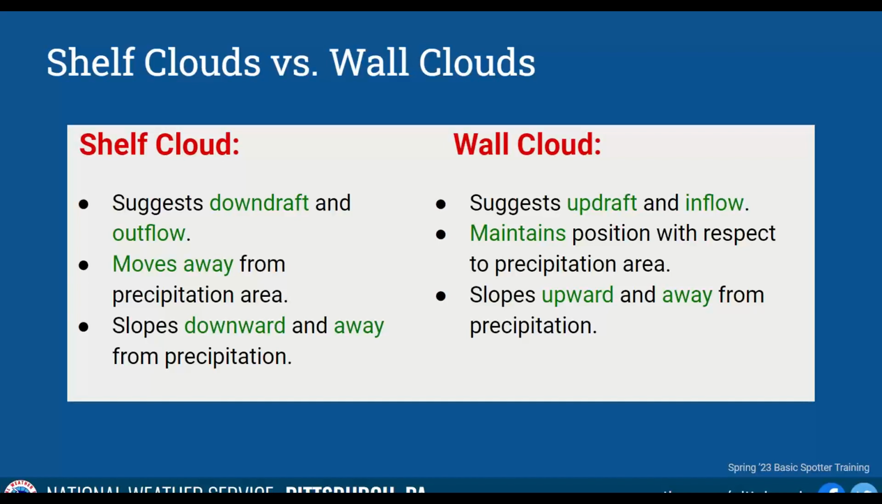Whereas a wall cloud, which again is maybe a precursor to a tornado, suggests updraft and inflow, because that's where your rising air is interacting with the downdraft. And it's able to maintain its position with respect to the precipitation area. So it's near, but not within, but it's still within that rain-free base. And typically wall clouds slope upward and away from the precipitation. So not downward, but upward.